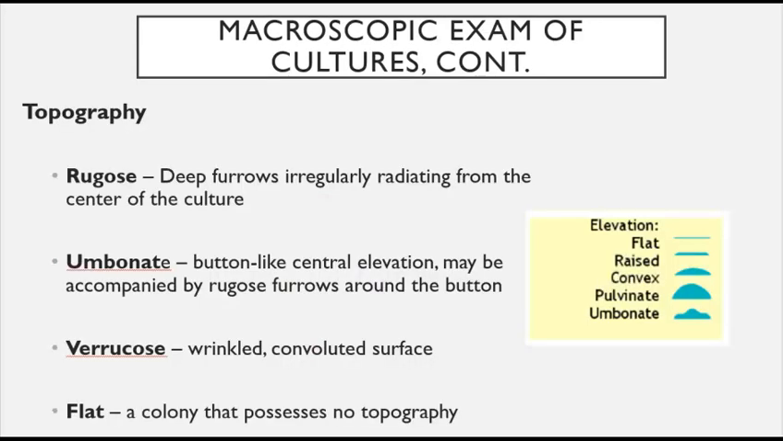Let's talk about some terminology you could use for topography of your fungal colonies. Rugose are deep furrows that irregularly radiate from the center of the culture. Umbonate would be a term to describe a button-like central elevation that may be accompanied by rugose furrows around the button, and you can see an example of that here on the right-hand side. Verrucous would be a term to describe a wrinkled or convoluted surface of a colony, and then flat could be used to describe a colony that possesses no topography.